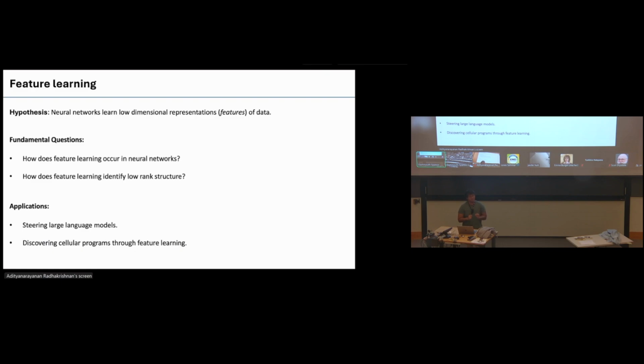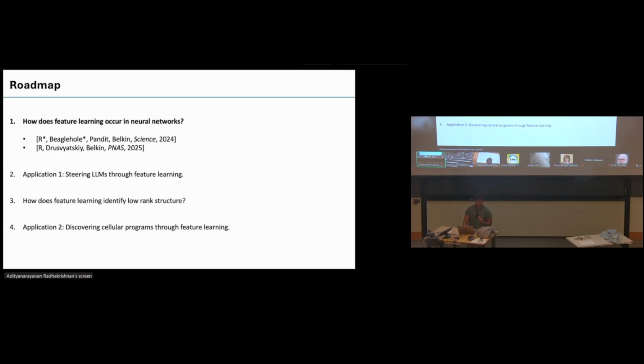The first one is going to be on steering large language models, and the other one is going to be on the biomedical side, discovering cellular programs through feature learning. And this is effectively the roadmap to the talk. I'm going to talk about our work first on how feature learning occurs in neural networks and what our hypothesis is around this.